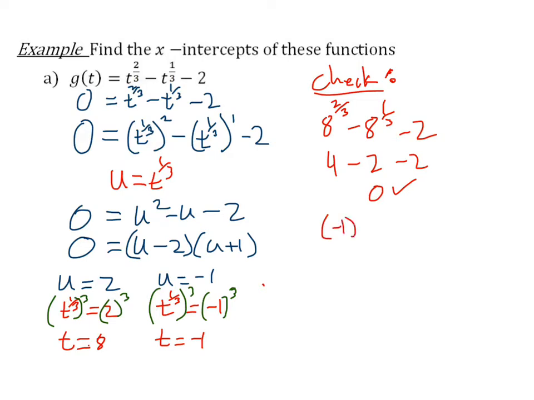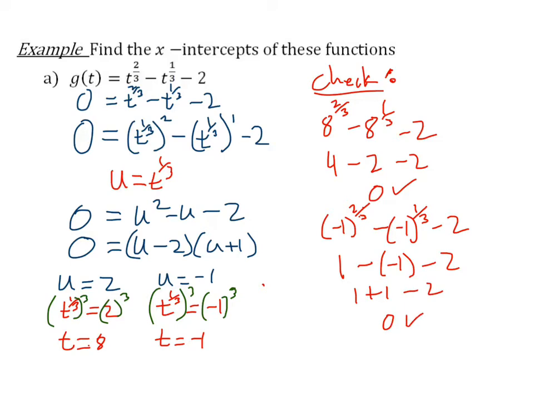Then we're going to plug in negative 1. We have negative 1 to the 2/3 minus negative 1 to the 1/3 minus 2. Negative 1 to the 2/3, well, that's going to square and take the cube root. That's going to be positive 1. Negative 1 to the 1/3 is negative 1. This is 1 plus 1 minus 2, which is 0. And that checks out. So we have two answers there. We need them both.